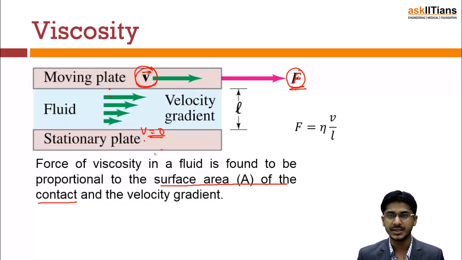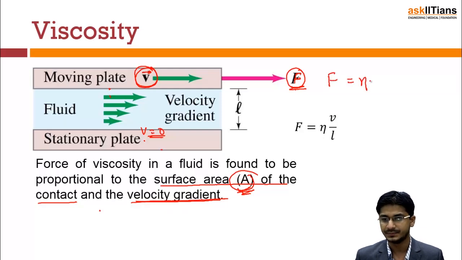This force of viscosity is proportional to the surface area A of the contact. This is very dissimilar to the friction force in solids, which is independent of the area of contact. It is also proportional to the velocity gradient. So the viscous force is F equals eta A dv by dx, that is, eta times area times v by L, where v by L can be written in terms of dv by dl, the change in velocity with respect to distance.